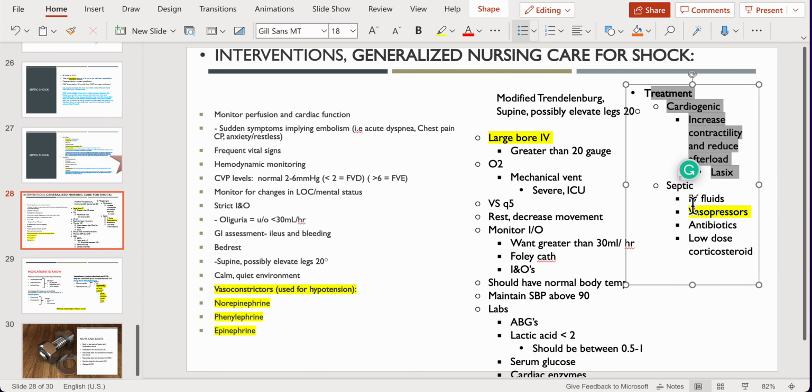Treatment: cardiogenic, increase contractility and reduce afterload, Lasix. Septic: IV fluids, vasopressors, antibiotics, low-dose corticosteroid.